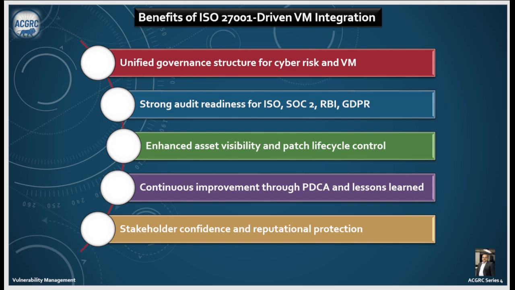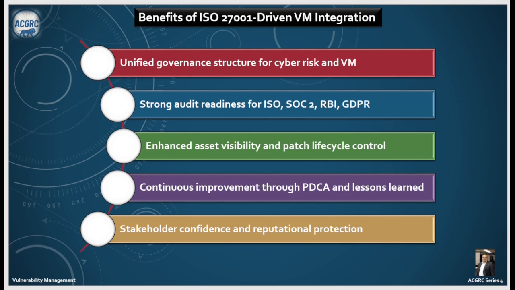Second benefit: structured and repeatable security process. What it means? It means ISO 27001 encourages documented processes and regular review. When you apply this to VM, you move from ad hoc scans to regular, planned, and measurable security routines. The benefit: fewer surprises, fewer missed patches, and a VM process that improves over time.